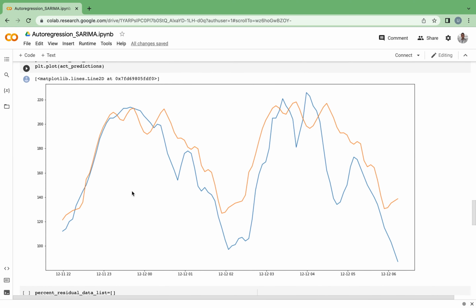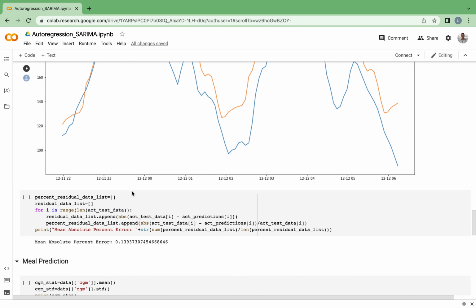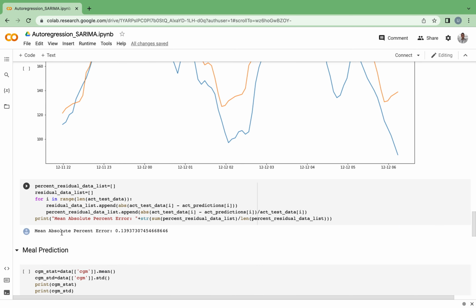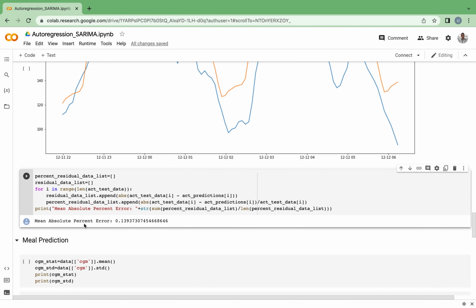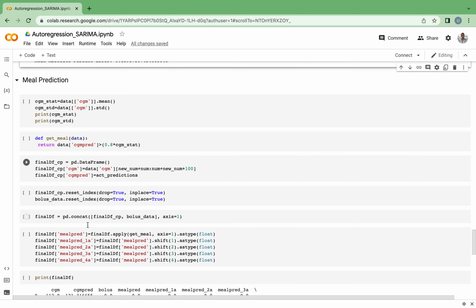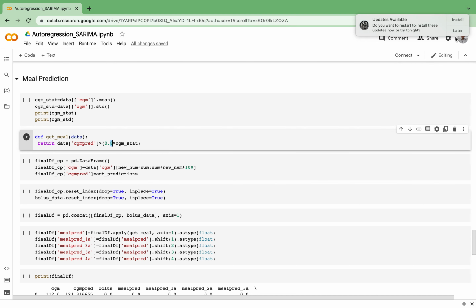Then I have moved on to calculate the mean absolute percent error, which comes out to be approximately 14%. Now that I have forecasted the CGM data, I can use this data to predict the meals of people. For this, I am setting up a threshold value of 0.8.